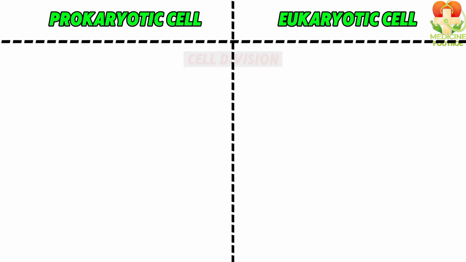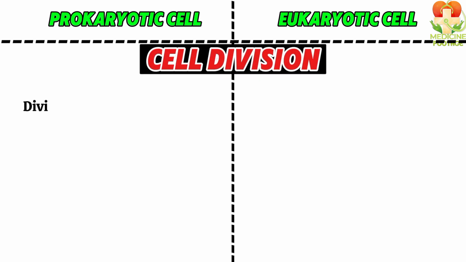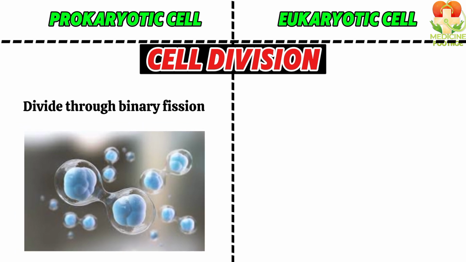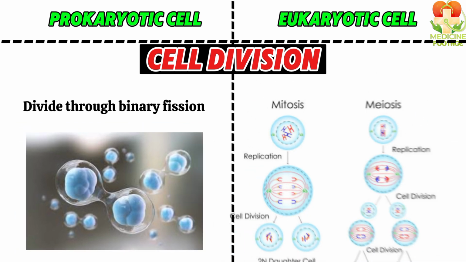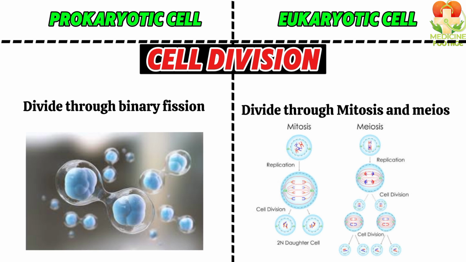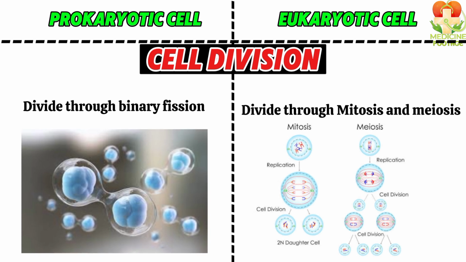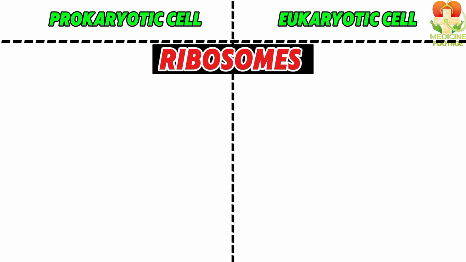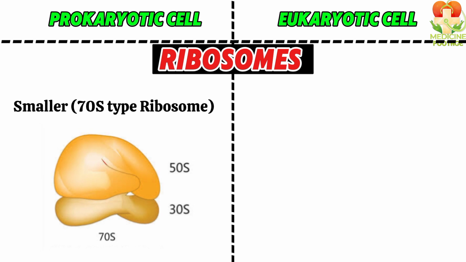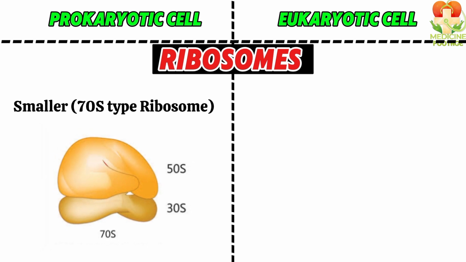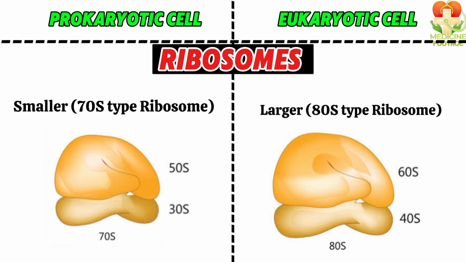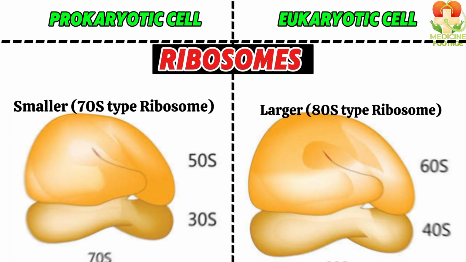When it comes to cell division, prokaryotic cells divide through a simple process called binary fission, which is quick and efficient. Eukaryotic cells, on the other hand, divide through mitosis or meiosis, processes that are more complex and tightly regulated. Let's talk about ribosomes. Prokaryotic cells have smaller ribosomes, known as 70S ribosomes. Eukaryotic cells have larger ribosomes, known as 80S ribosomes, which are a bit more advanced and specialized.